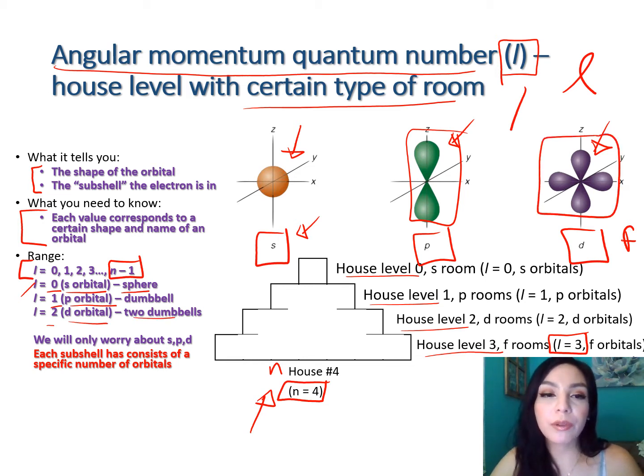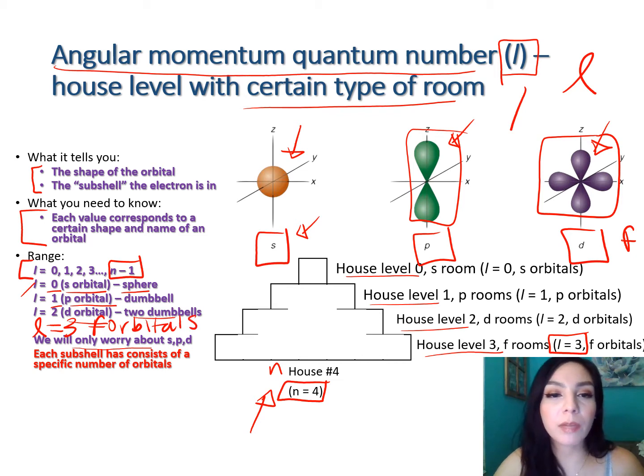For the most part, you're only going to need to know the shapes of s, p, and d. That's what I mean by we'll only worry about s, p, and d. But you do need to know about f orbitals and what l value that is. And that is l equals 3 for f orbitals, okay? But for the shapes, don't worry about it. They're really complicated.